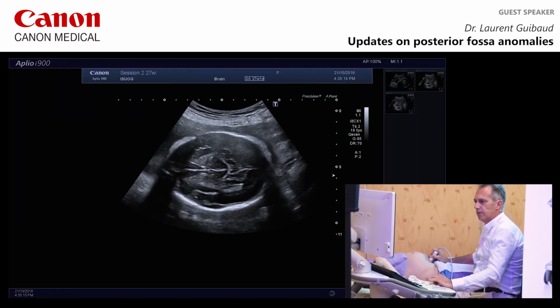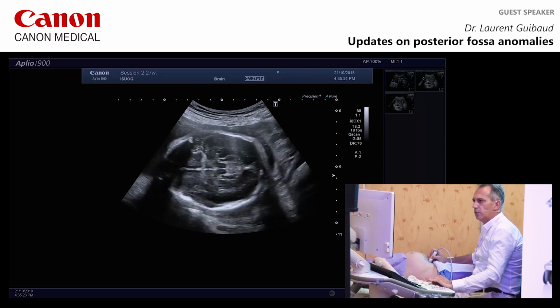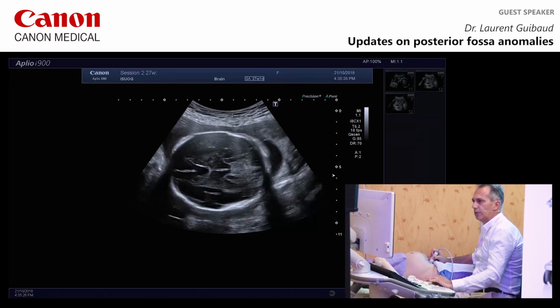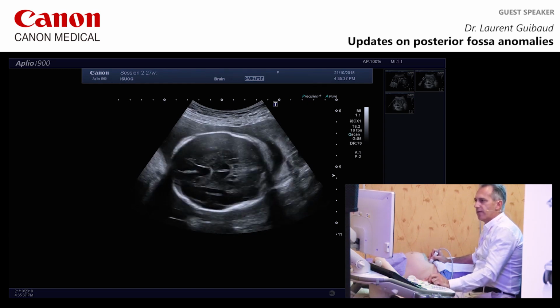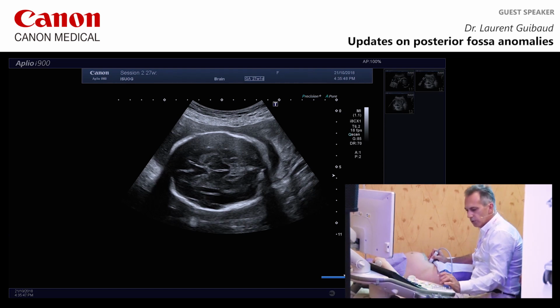You see the aqueduct, you have the lumen of the aqueduct here, and you can follow the lumen till almost the end here. I try to show you this here. And in some cases, when you have isolated ventriculomegaly with a dilated third ventricle, you may have the diagnosis of aqueduct stenosis, because you don't see the lumen of the aqueduct, which is clearly visible here.